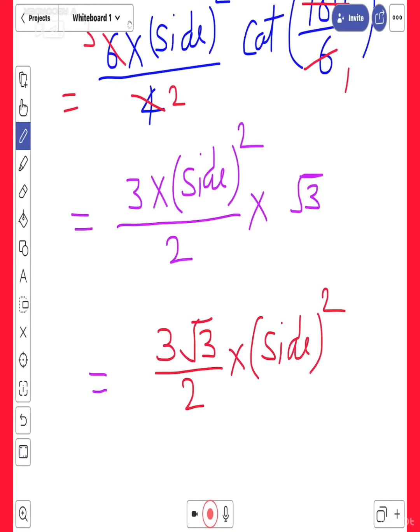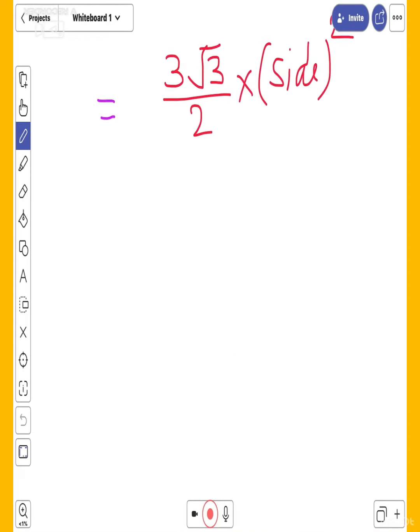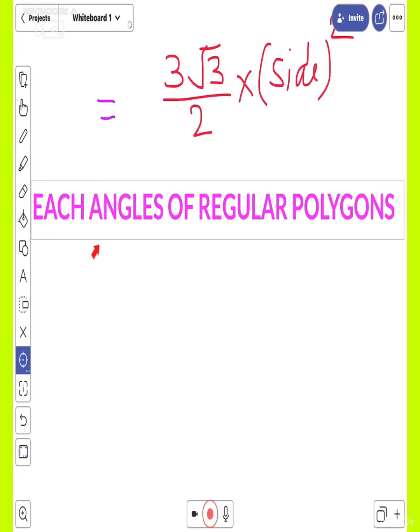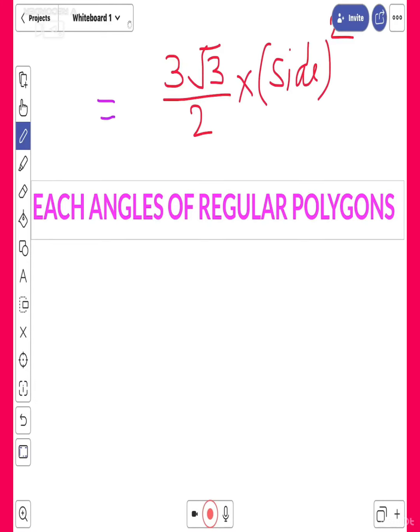In the same way, you can find the area of any regular polygon. Okay dear, how can you find each angle of a regular polygon? Yes dear, you can find each angle of regular polygons. So dear, this is the formula for you to find it.